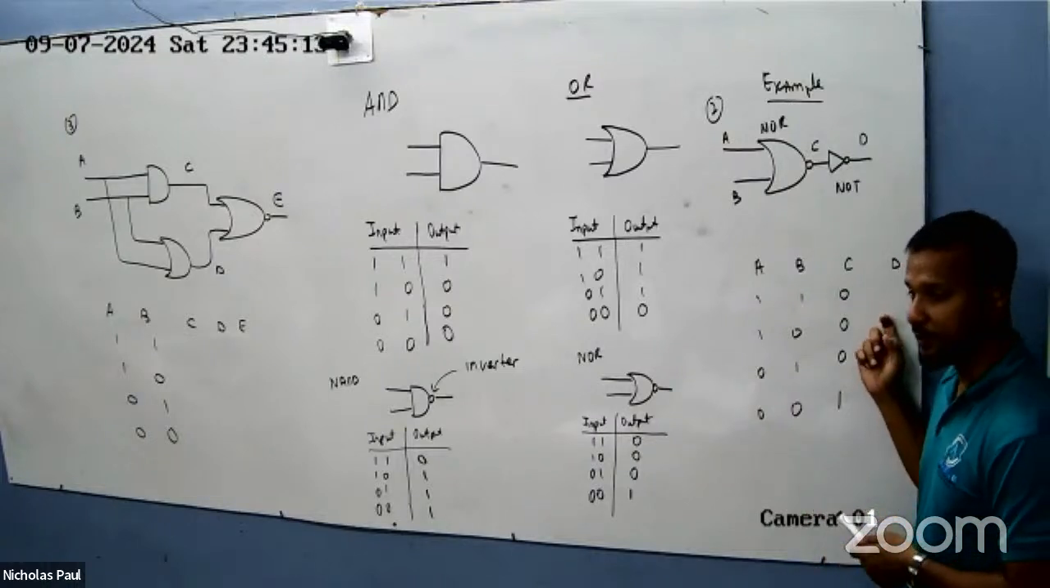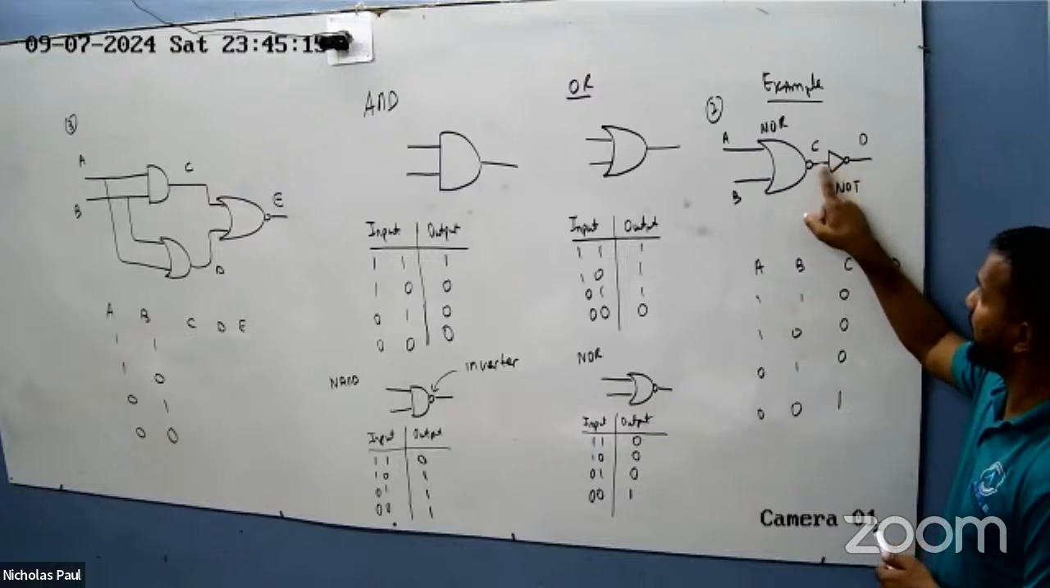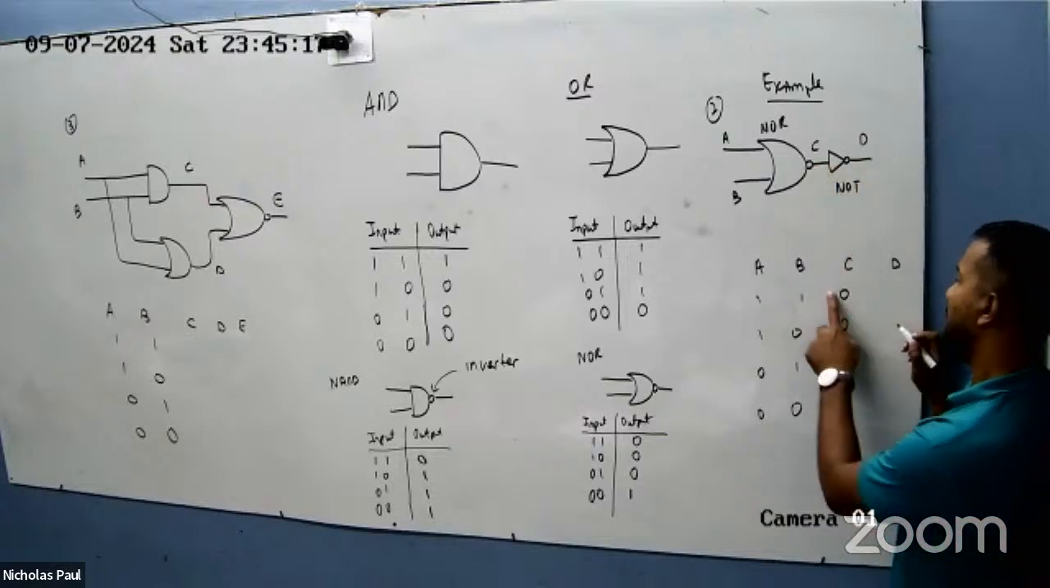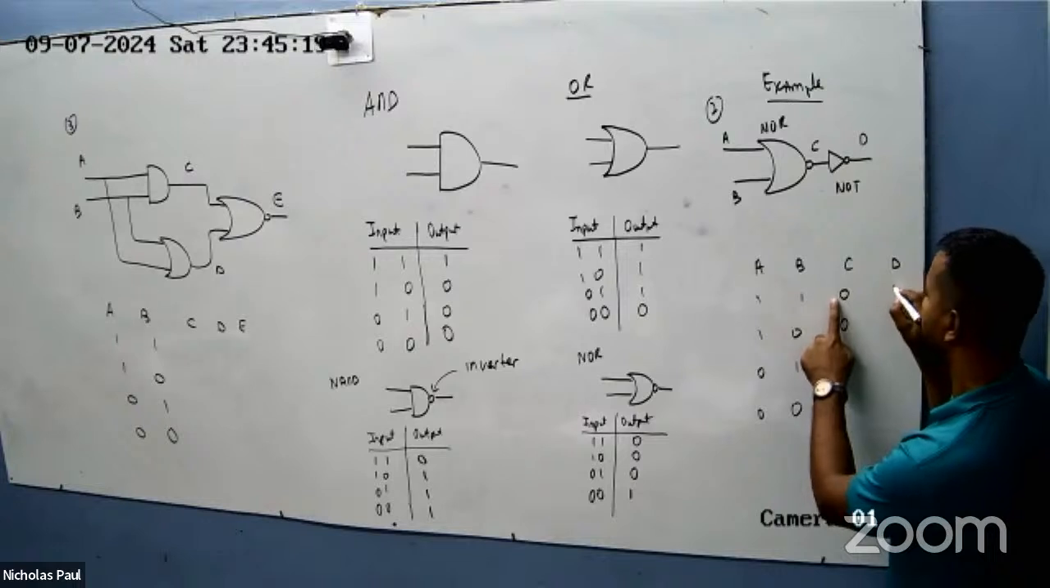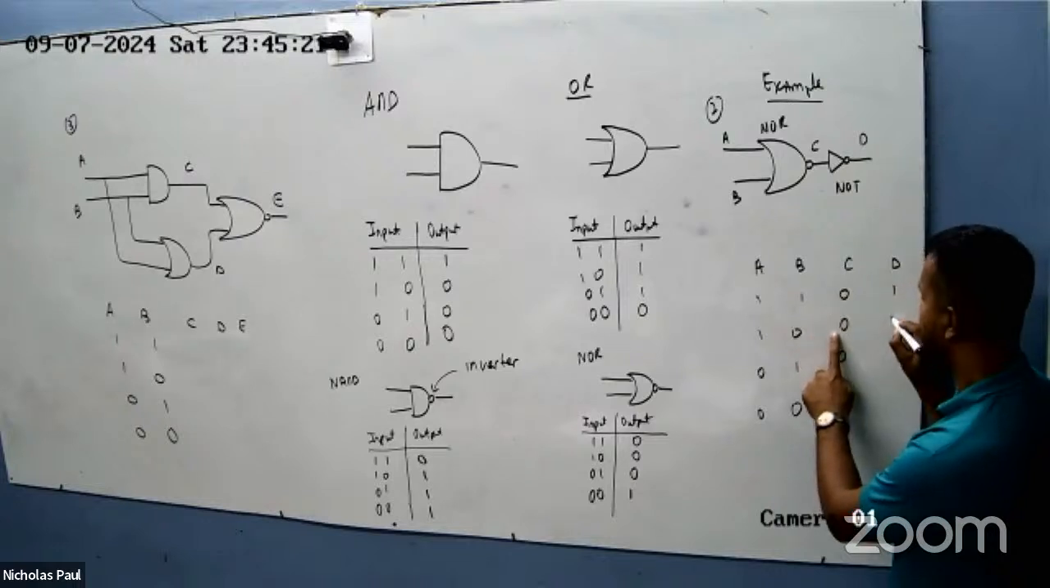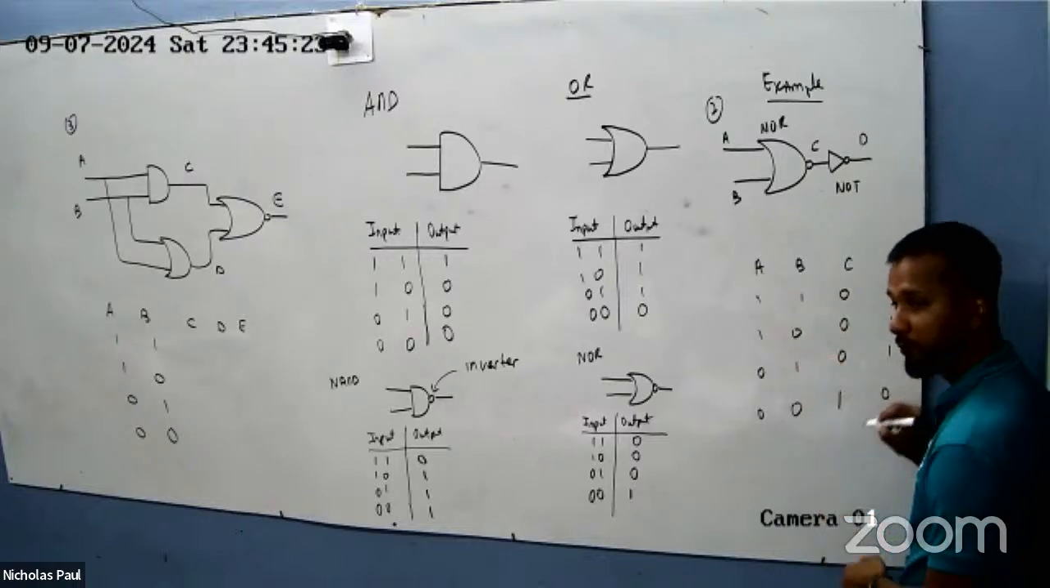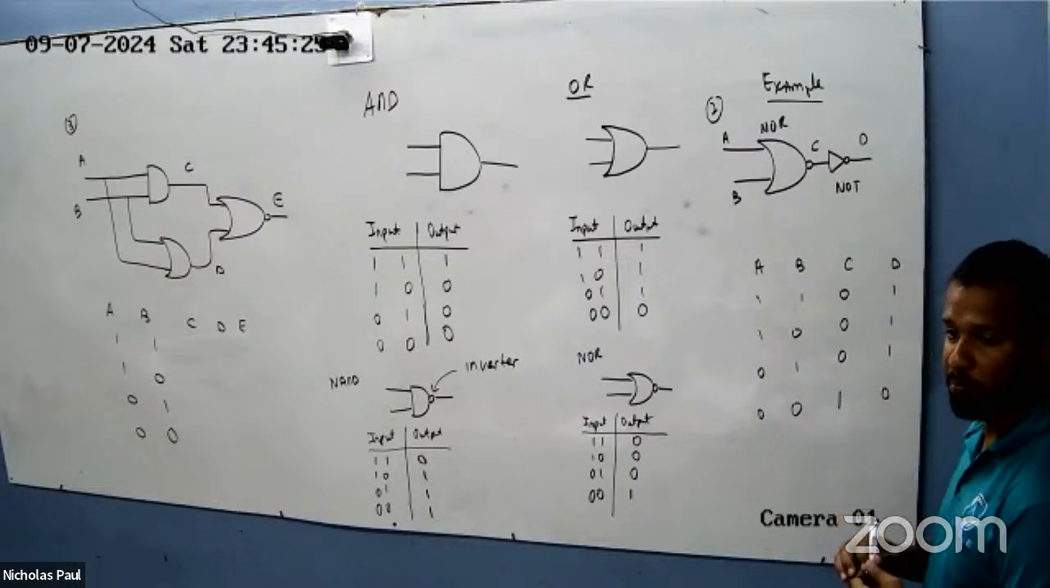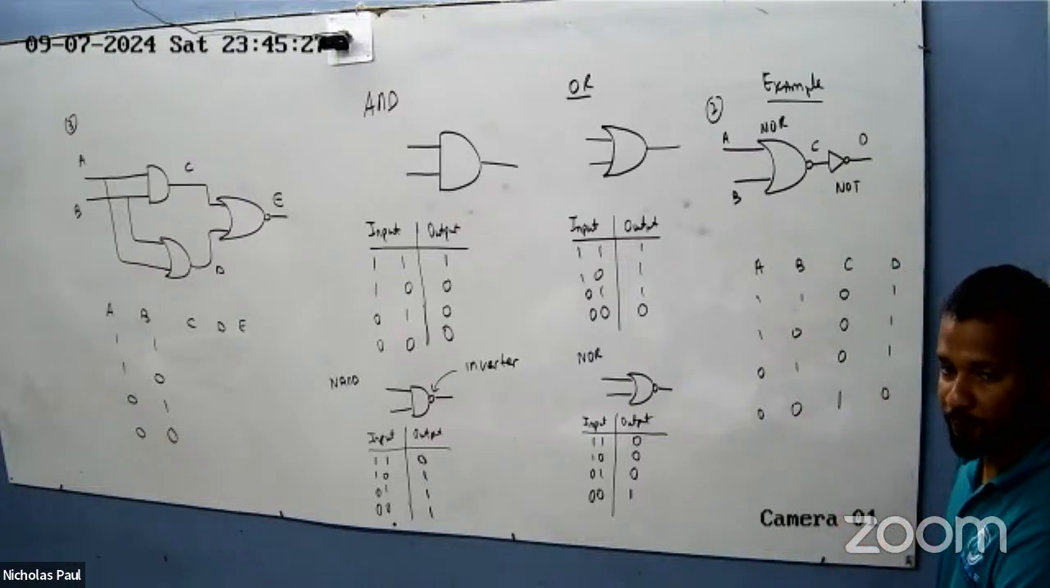And D is what? D is a NOT gate where the input is C. So looking at C, 1 gives you 0, 0 gives you 1, 1 gives 0. You okay with that?